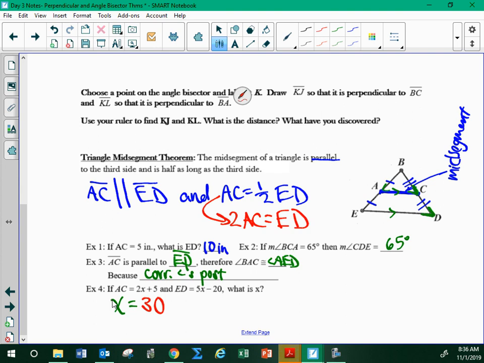so we simply apply the theorem. I'm going to go ahead and move to the original. So I have AC, which is 2x plus 5, equals 1 half of ED, which is 5x minus 20. Now you can distribute that 1 half. You get fractions. Everyone loves those. Or multiply both sides by 2 if you want to start there.